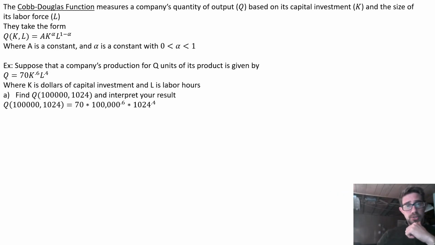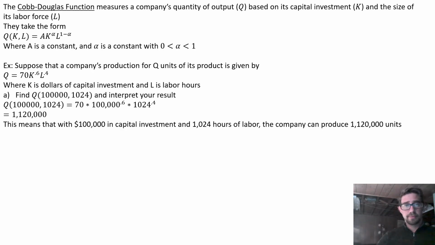So it's just 70 times 100,000 to the 0.6 times 1,024 to the 0.4. Calculator. That's 1,120,000. So all that means is if I sink $100,000 of capital investment into my company, and I also use 1,024 labor hours, Q is in units of a product, I am going to make 1,120,000 of my product. So that's what that means.